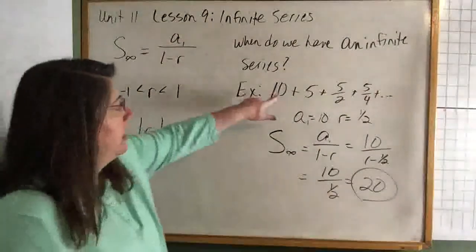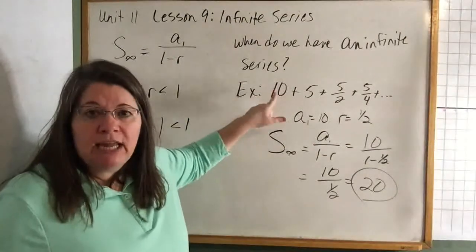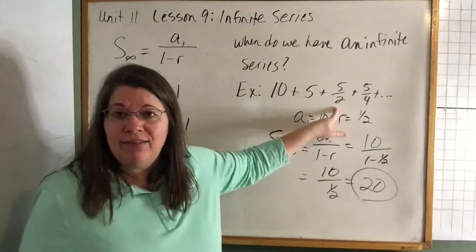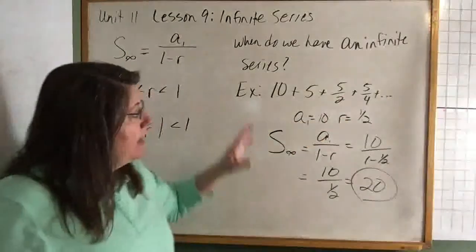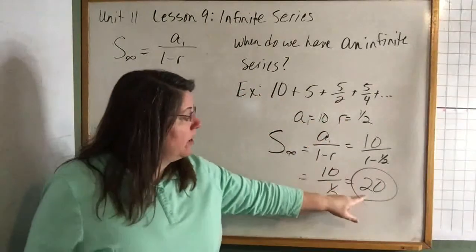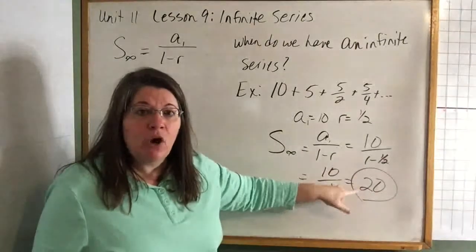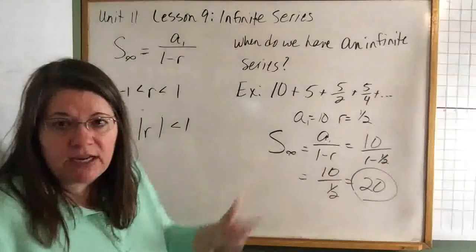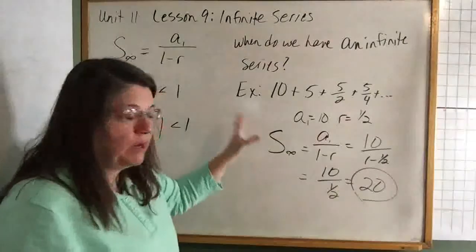So if this were a swing, and it went 10 feet on the first swing, then 5 feet on the second swing, and then 5/2 the third, 5/4 on the fourth, then eventually that swing will come to a stop after it has gone a total distance of 20, whatever that 20 might be, feet, inches, whatever it is.